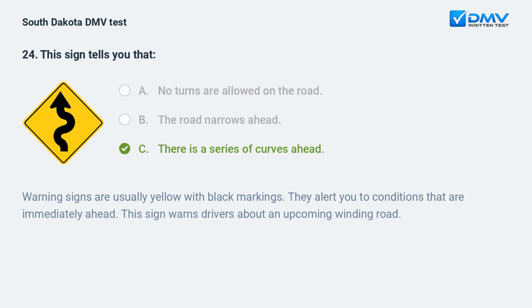Warning signs are usually yellow with black markings. They alert you to conditions that are immediately ahead. This sign warns drivers about an upcoming winding road.